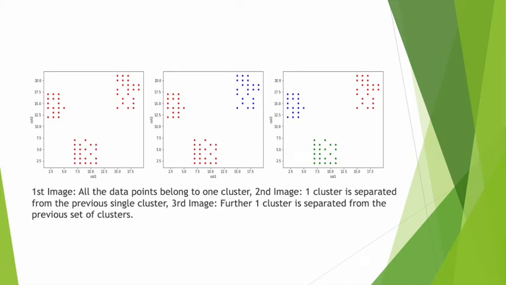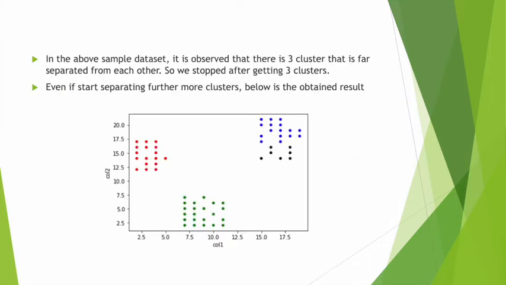Here we have three images, where the first image shows that all the data points belong to one single cluster. The second image shows that one cluster is separated from the previous single cluster, whereas the third image shows that one more cluster is separated from the previous set of clusters. As we've seen in the sample dataset, there are three clusters that are far separated from each other, so we stopped after getting three clusters. If we start separating further clusters, we get this result.